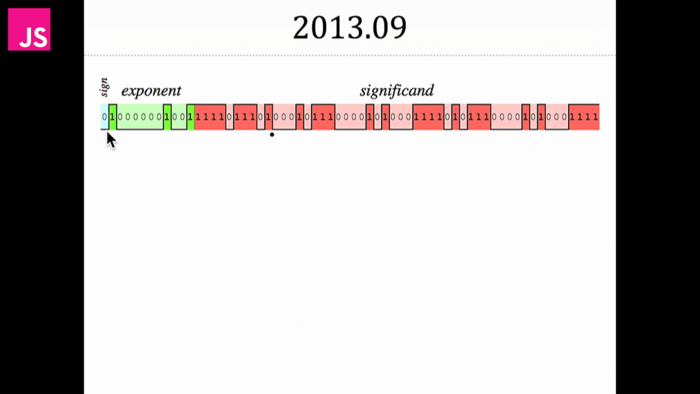It tells us if the number is positive or negative. There is this big chunk on the right, 52 bits. Actually, it's 53 because one of them is hidden. I will talk about this guy later.